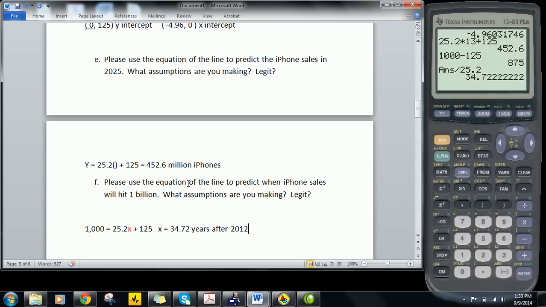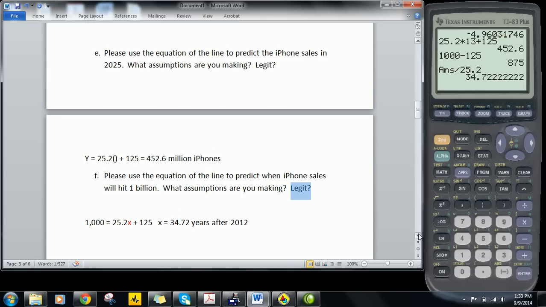What assumption am I making? Again, I'm making the assumption that iPhone sales will continue to grow at the same constant rate of 25.2 million per year. That's a huge assumption. Is it legit? Well, not really. It's not legit because I'm only basing it on 2 initial points.